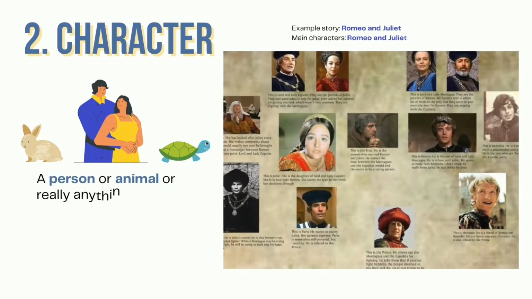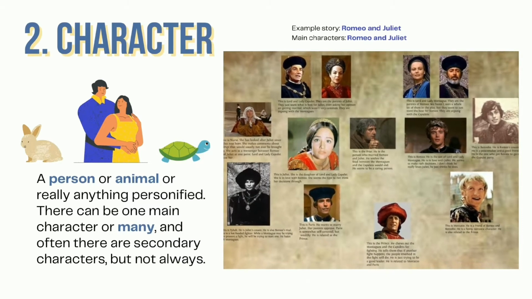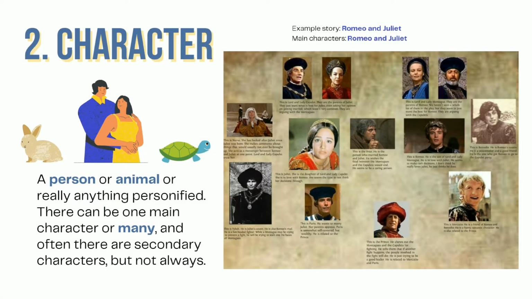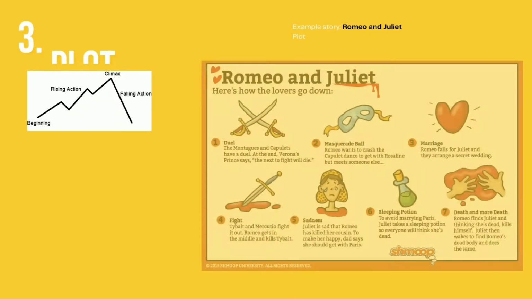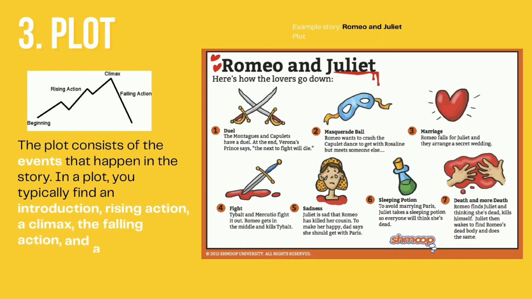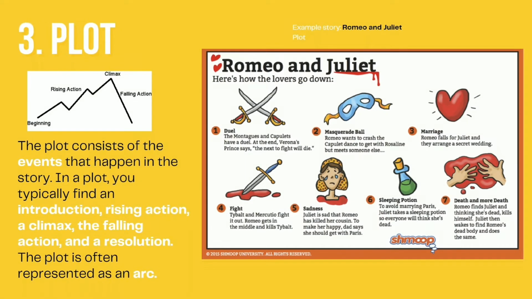Second is the character. A character is a person or an animal that is present in the story. We have here the main characters of Romeo and Juliet. The third one is the plot. Plot is the events that happen in the story. It includes introduction, rising action, climax, falling action, and a resolution. Here we have the plot of Romeo and Juliet. You can pause the video and take a look.